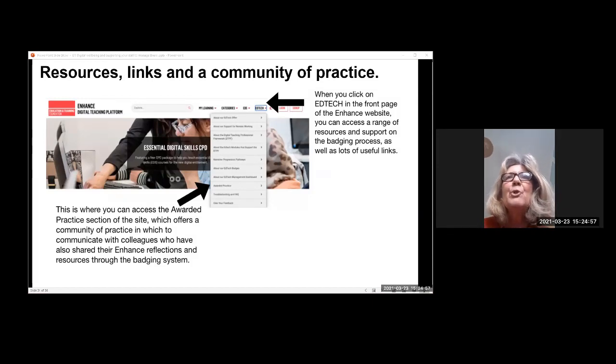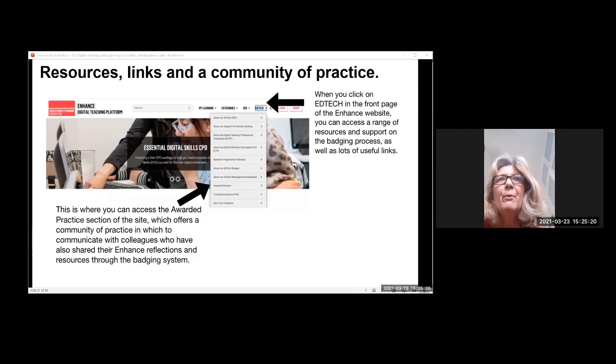So, thinking about resources, links, community of practice. When you click on EdTech on the front page of the Enhance website, indicated by the black arrow at the top right of your screen, you can access a range of resources and support on the badging process, as well as lots of useful links. So this is the way to get into the badges and resources.